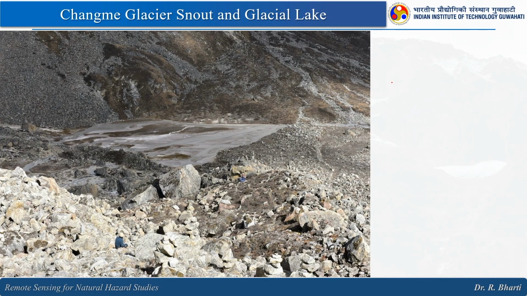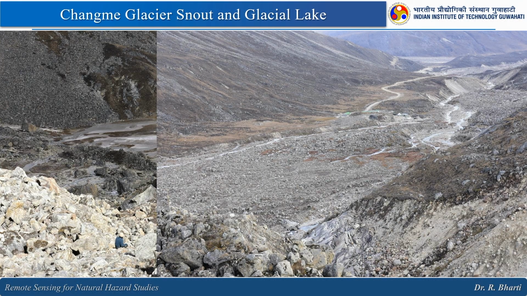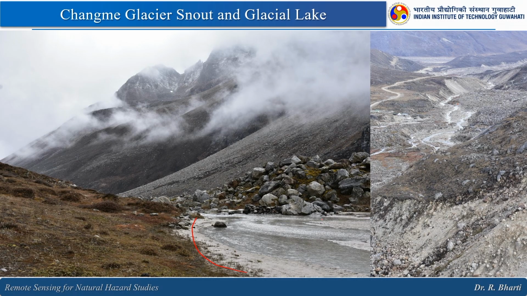So, I have put a few more photographs here. I hope these photographs will help you to understand the scale of the glacial lakes that we are talking about and how they look in the field. So, you just see the photographs, this is the downstream of the glacial lake, right. So, this is the connection with the fluvial system. So, here you can see how the water is flowing.